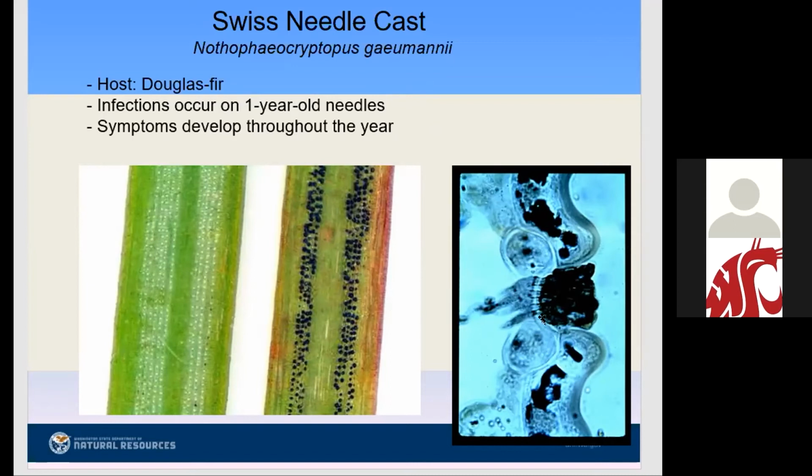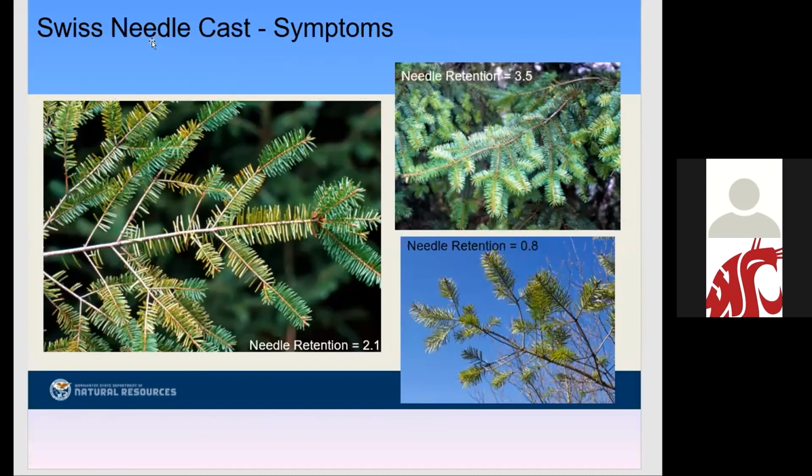And so what happens is these fruiting bodies clog the stomates and they limit the ability of these needles to take up carbon dioxide. And that's critical because it's carbon dioxide that's converted into sugar through photosynthesis and then used to make wood, make new tissue, and grow the tree. So trees that are infected, as aptly named by needle casts, they tend to lose their needles. And so here's three situations where one of the things we do in order to determine the severity of the disease is we try to figure out how much needle retention remains on these branches.